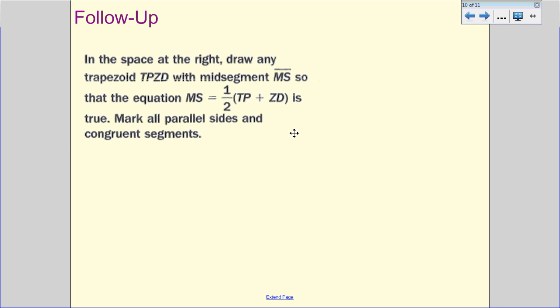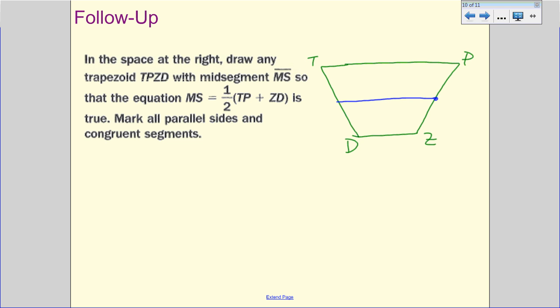All right, so our follow-up. In the space to the right, draw any trapezoid TPZD. So I'm going to draw an upside down one. All right, and we have TPZD. And we're going to draw a mid-segment MS. All right, it says mark all parallel sides and all congruent segments.